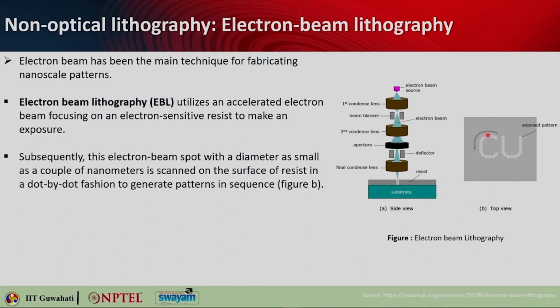These are in the shape of an electron beam spot, with a diameter that can be as small as a couple of nanometers, and it is scanned across the surface of the resist in a dot by dot fashion, like this, and then you can generate the structure that you want to make. You can see this is the overall pattern, but at every stage you are just getting one dot. So, this is a very fine resolution, you can understand.